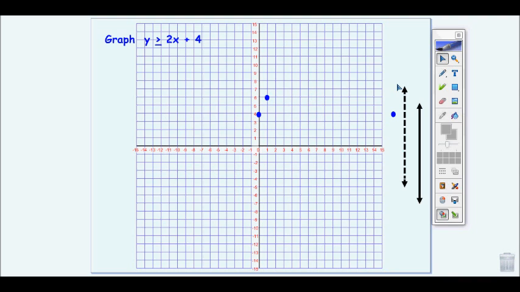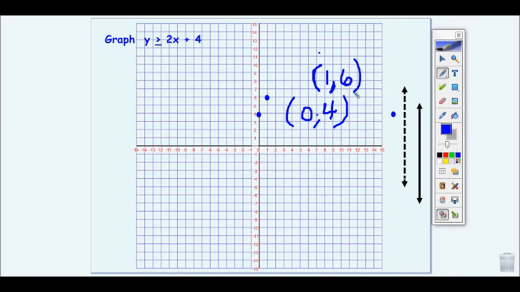Okay? Now I'm going to make sure I label my points. I'm going to do that before I put the line in, just so you can see what we're doing. So my y-intercept was at 0, 4. And my applied slope point is at, the x would be 1, the y is at 6. So those are my two graph points.